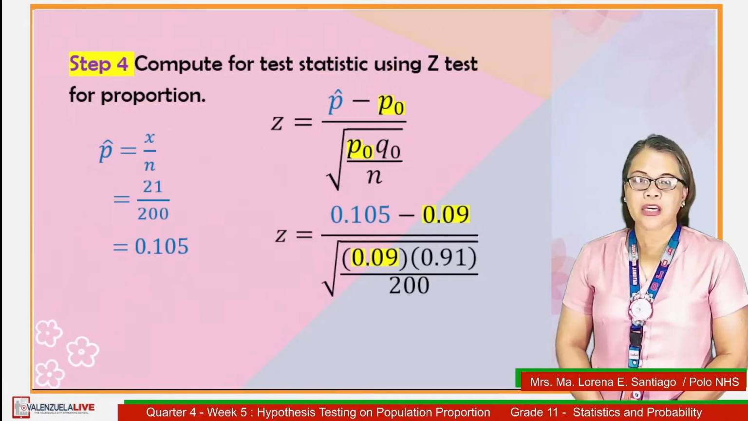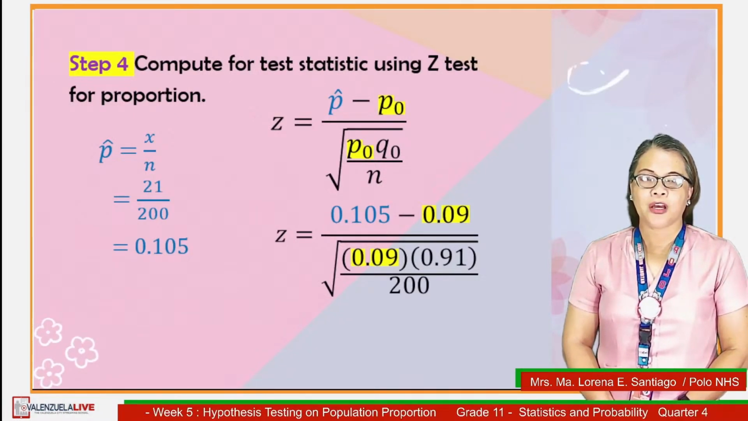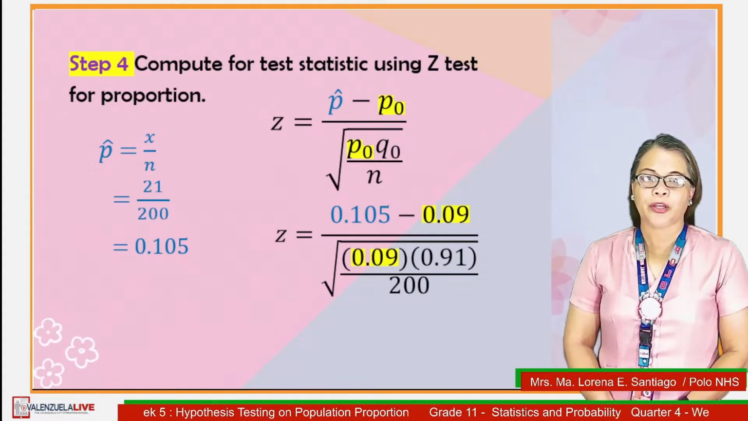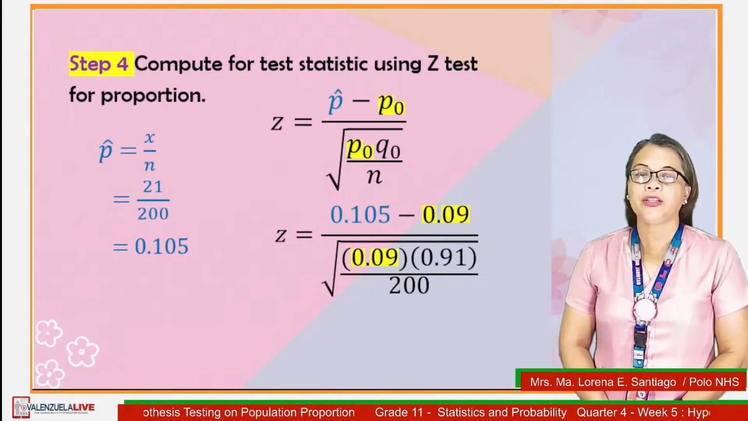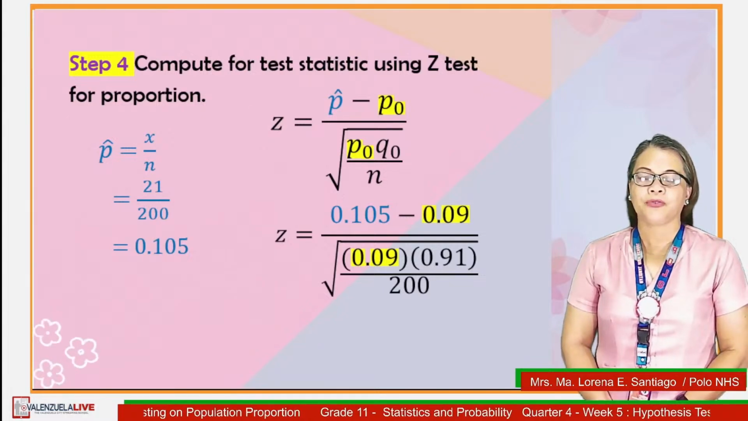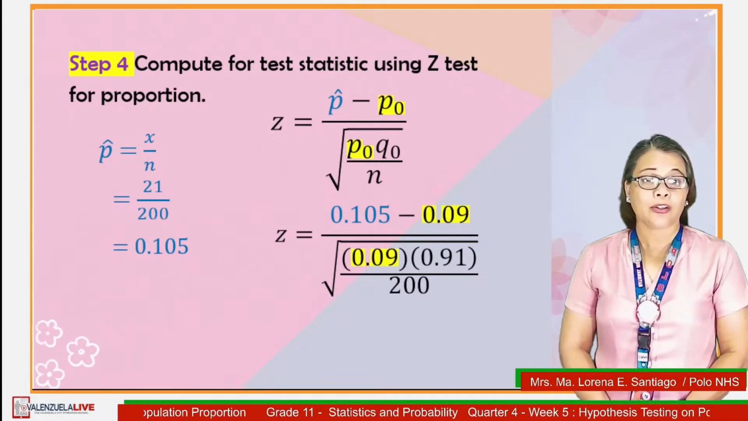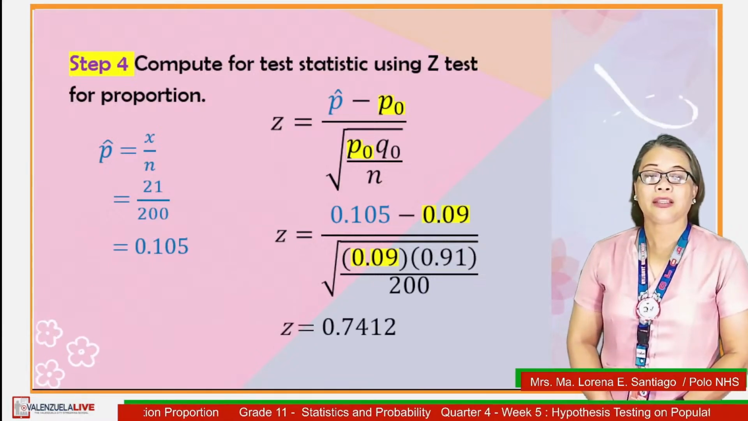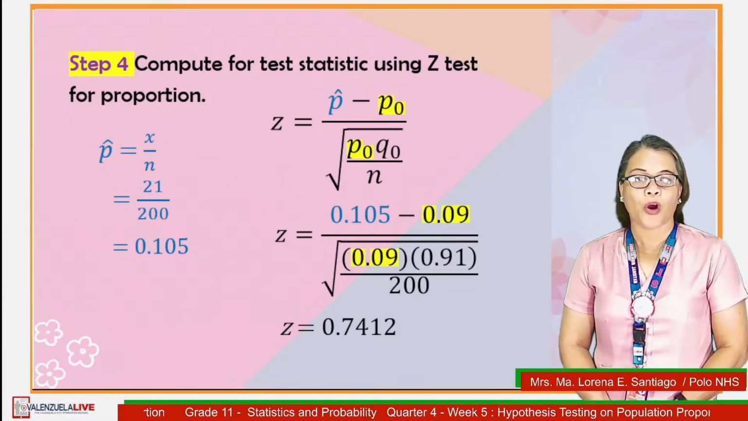So, our z would now be equal to 0.105 minus 0.09 all over the square root of 0.09 times 0.91 divided by 200. Performing these operations, you may use your calculators, of course, you will get a z equal to 0.7412.